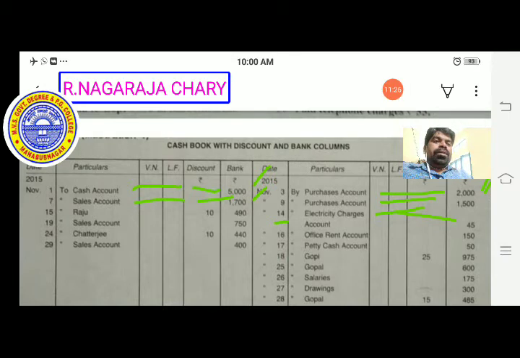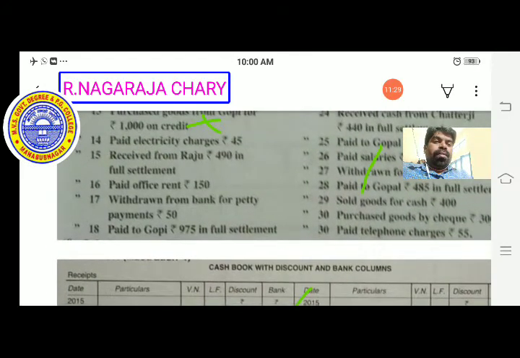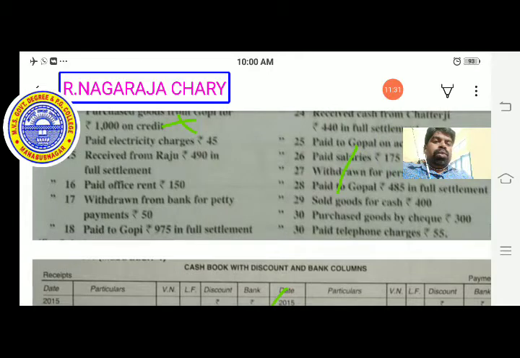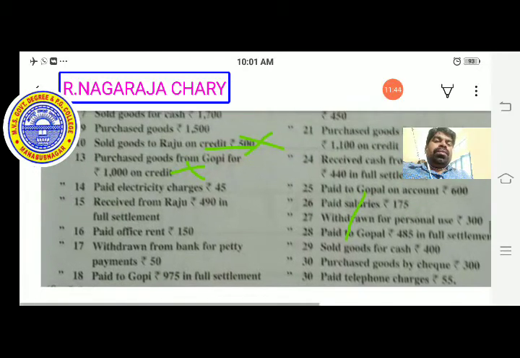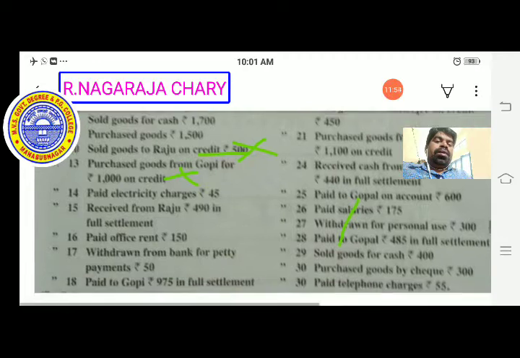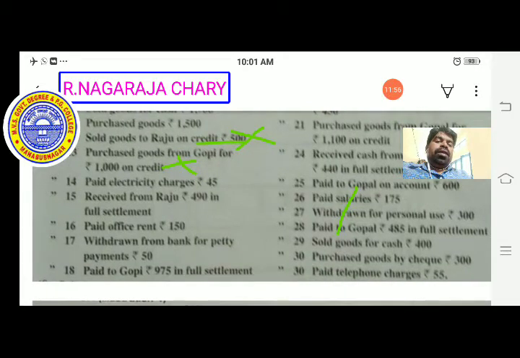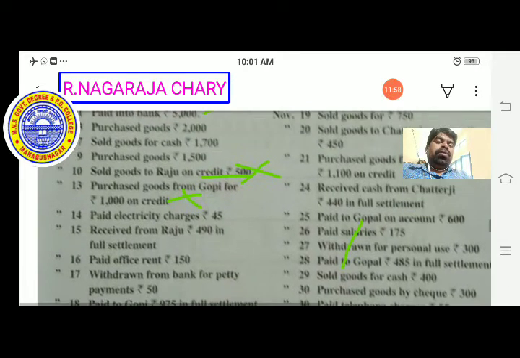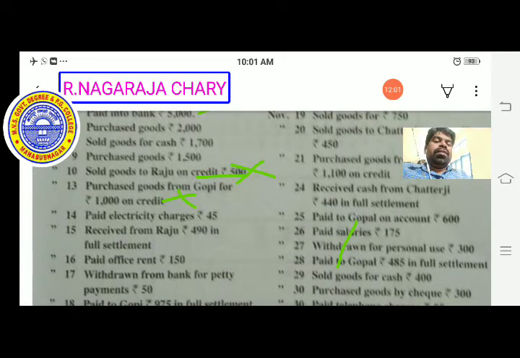So, that is a payment. Next we see, received from Raju 490 rupees in full settlement. In full settlement, we are receiving cash from Raju. Already we have to receive from Raju. You see here on 10th date, sold goods to Raju on credit basis 500 rupees. Earlier it was ignored because that was credit. Now, on 15th date, we are receiving cash 490 rupees, but actually we have to receive 500 rupees.